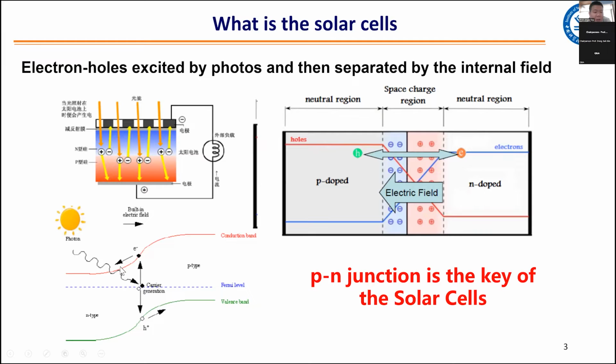When light illuminates the materials, it induces electrons and holes. Under the built-in electrical field, the charges can be separated. So we can get the current, and also we can get the open circuit voltage. This is the basic principle of the solar cell. The solar cell is a semiconductor device that can convert sunlight into electricity.